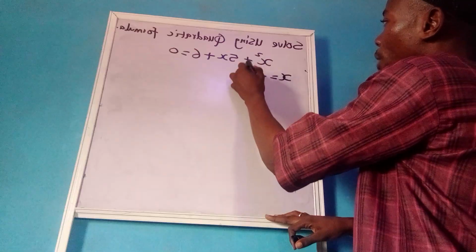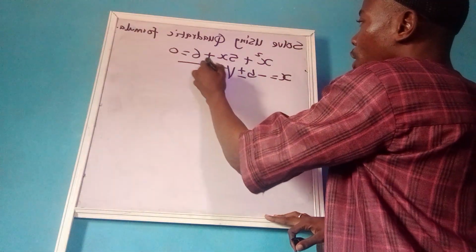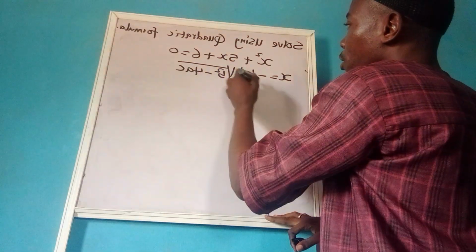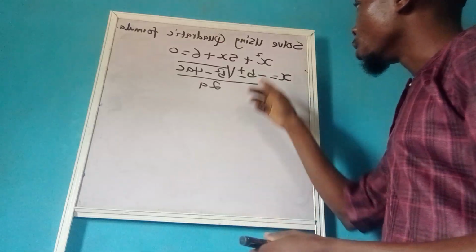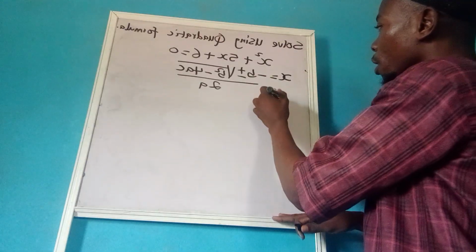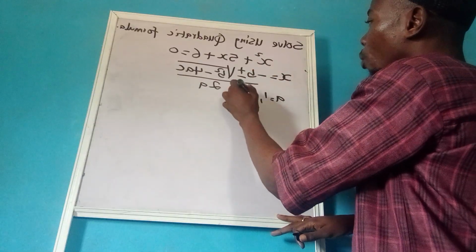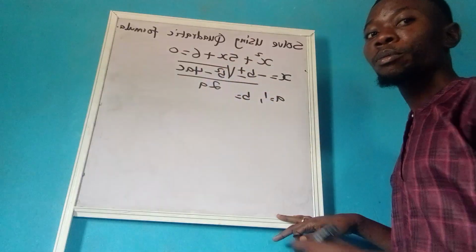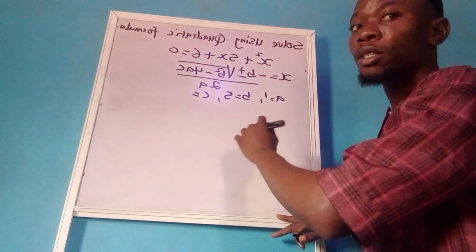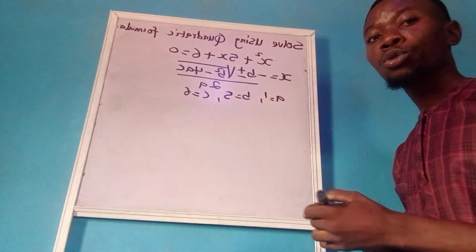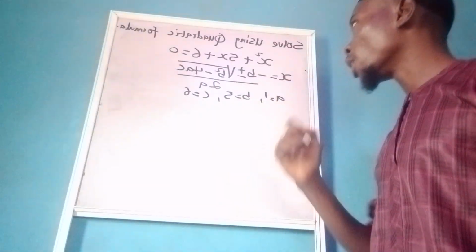is equal to minus b plus or minus the square root of b squared minus 4ac, all over 2a. So the value of a is the coefficient of x squared, which is 1, while b is the coefficient of x, which is 5, and c is the constant, which is 6. So we are going to substitute the values of a, b, c into this formula.